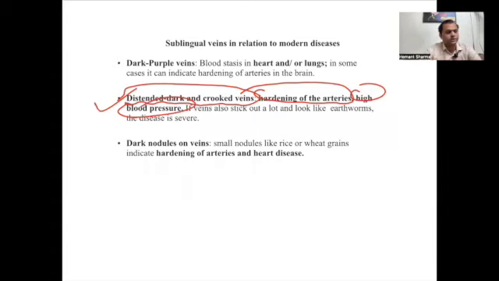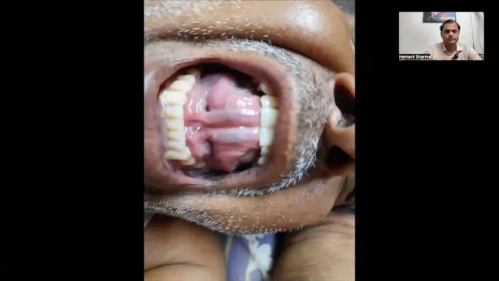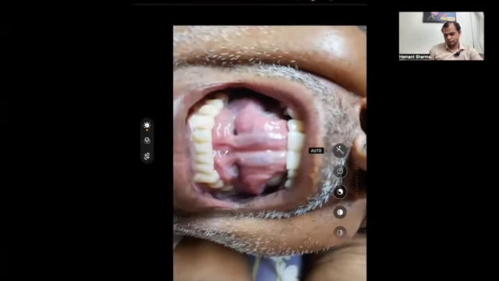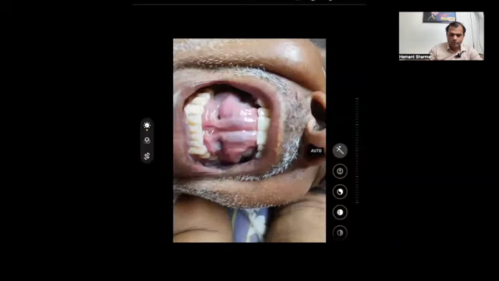All the other tongues look similar, but oh, that's a great one. So I would like to show you one more tongue. Look at this tongue. You can see very clearly highly bulging veins. The bulging of the vein shows deficiency of the chi. Bulging of the vein means deficiency of the chi.